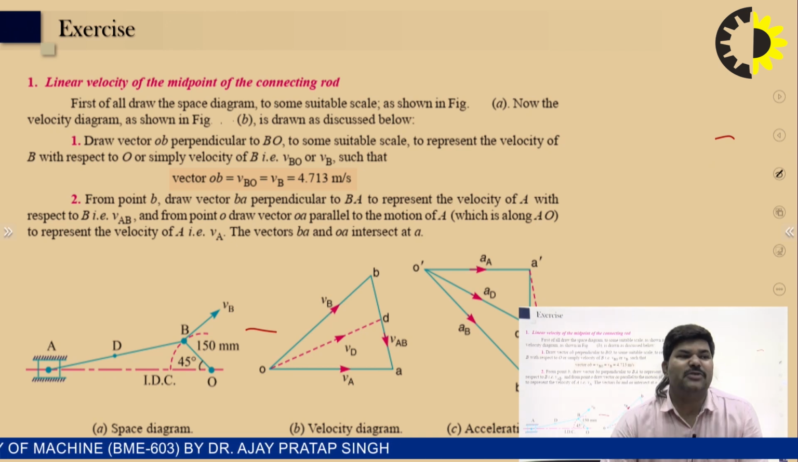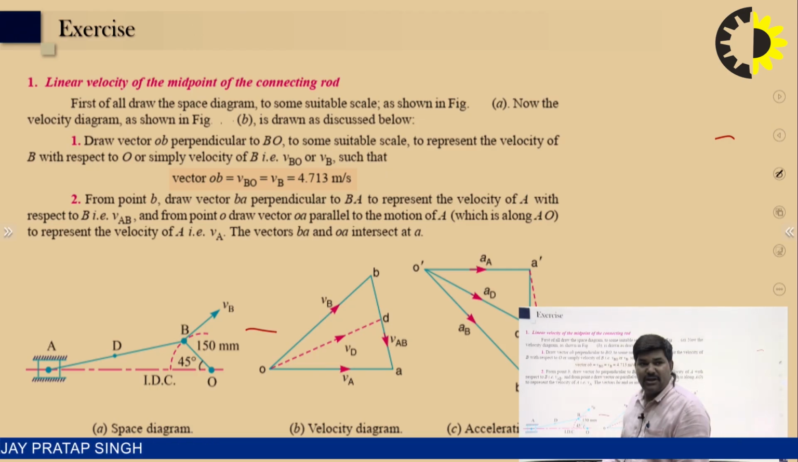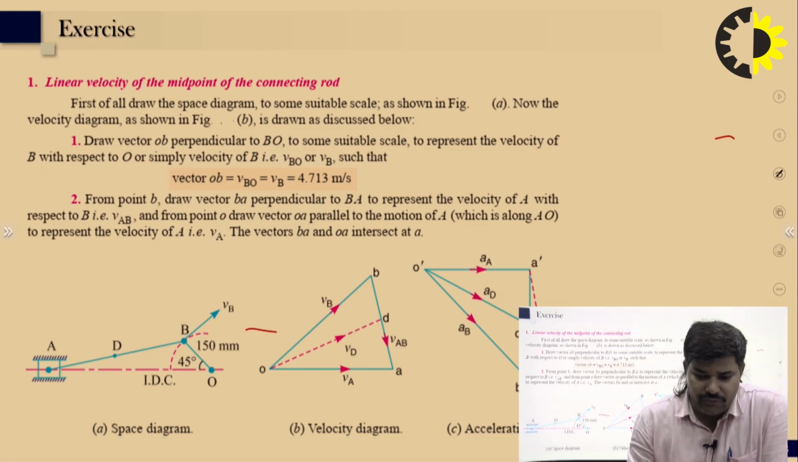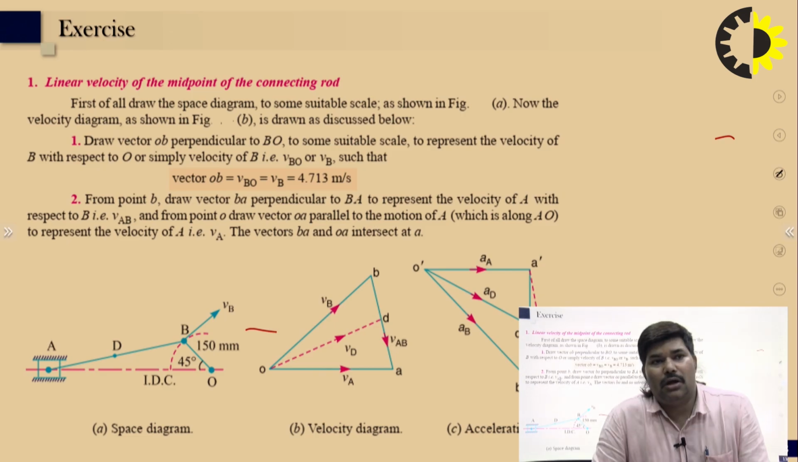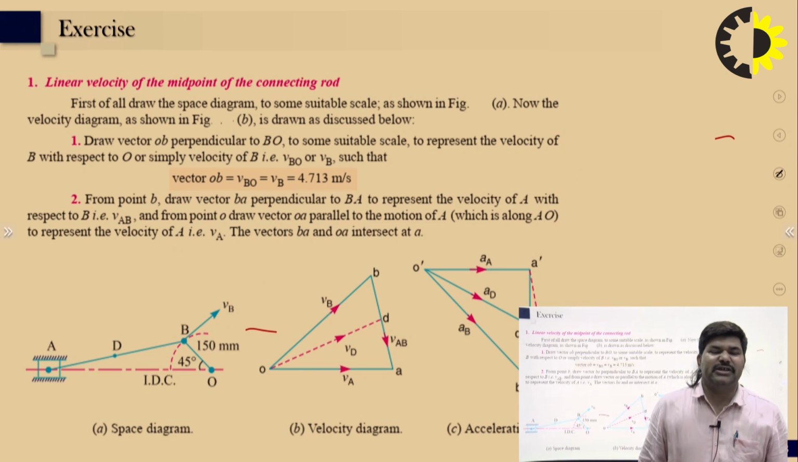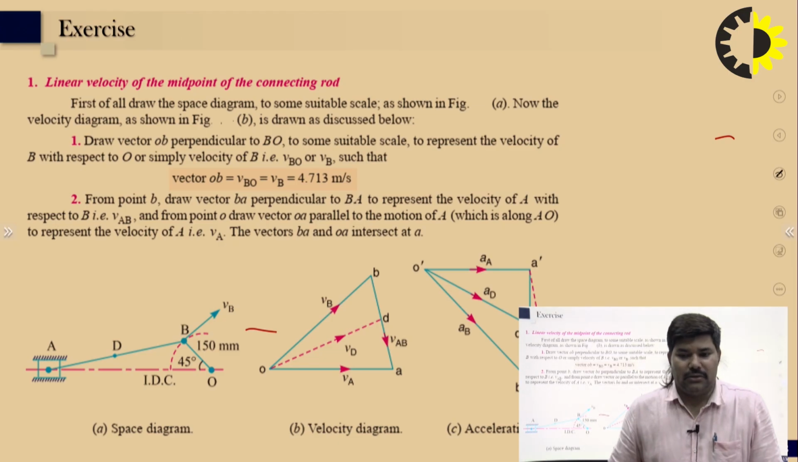So first of all, draw the space diagram. From the space diagram, there are three steps for calculating the midpoint of the connecting rod and the crank, the magnitude and direction. First is the space diagram, second is the velocity diagram, and third is the acceleration diagram. So first of all, draw the space diagram to some suitable scale. Suppose 150 mm and 600 mm, we can't draw this in our copy notebook.